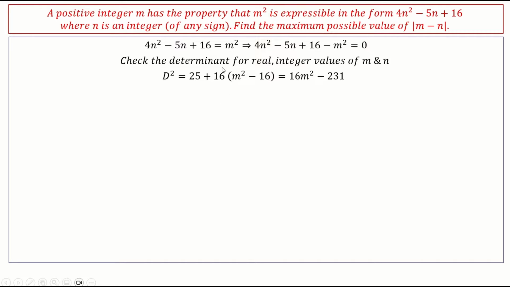b square minus 4ac. That's what I'm applying here. So which is nothing but d square equal to 16m square minus 231. Okay. Now I'll rewrite this as 16m square minus d square equal to 231. So that is 4m minus d into 4m plus d equal to 231. 231 factors are 3, 7, 11. Okay. So what are the options I have here?